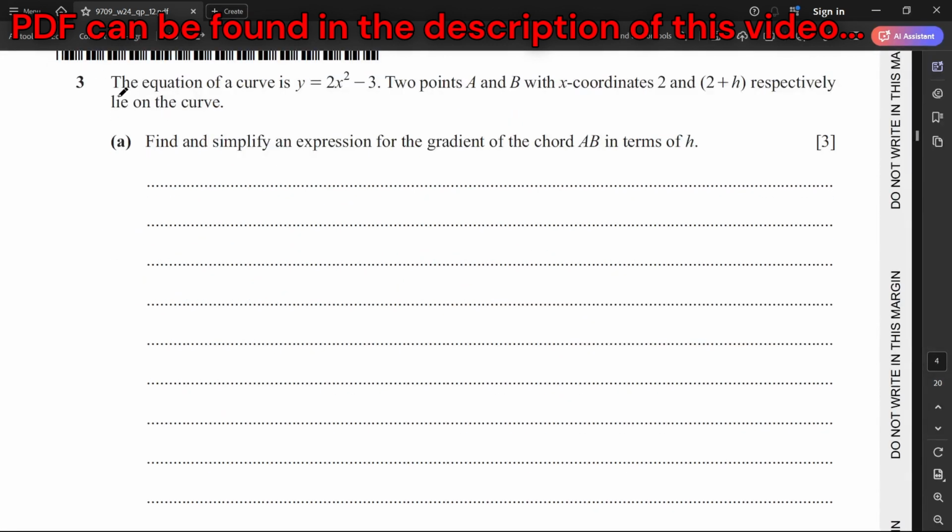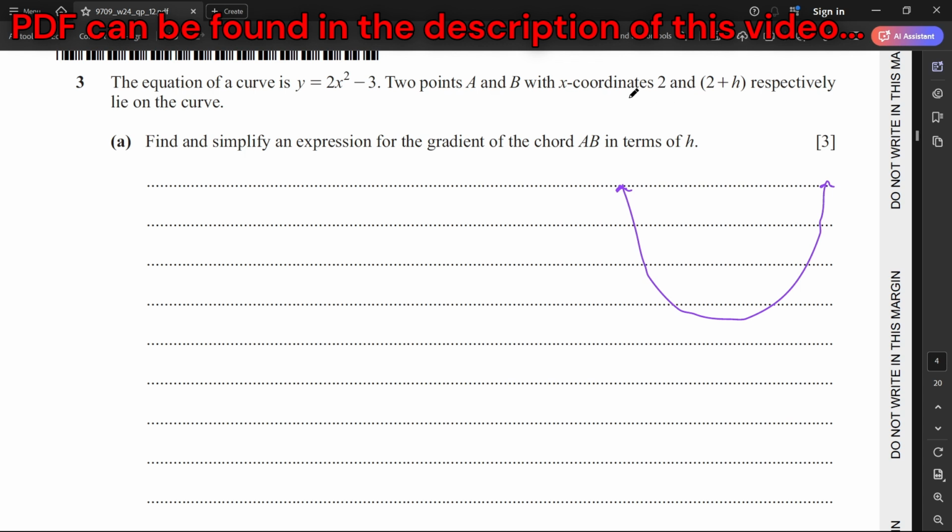So for question number 3, we are given the equation of a curve that is in the quadratic format. Now there are 2 points A and B which lie on the curve such that the x coordinate for A is 2 and for B the x coordinate is 2 plus h. We now have to find and simplify the expression for the gradient of the chord AB in terms of h. So first of all, to answer this question, I would first draw the curve, the quadratic curve. This is how a quadratic curve looks like. We all know about that.